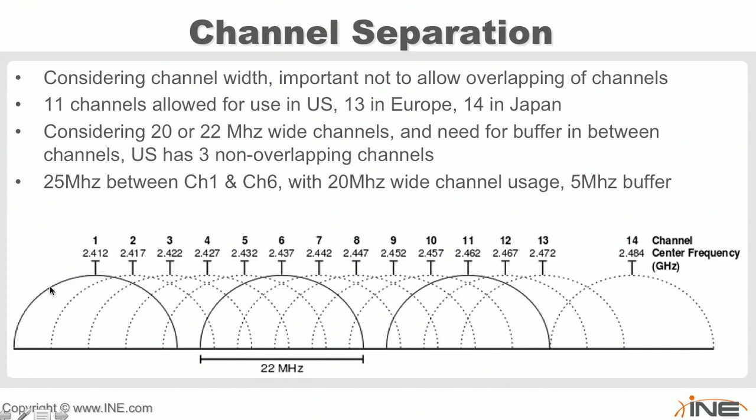If I'm using 20 megahertz wide channels, then, just imagine that was a 20 instead, I have a 5 megahertz buffer, or a 5 megahertz separation, in between those channels. Okay? So the US has 3 non-overlapping channels. We only use up to channel 11.